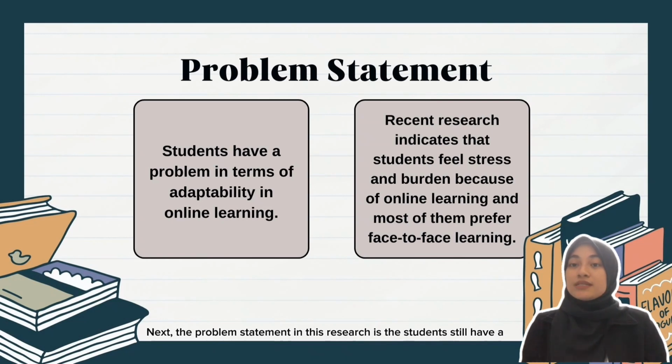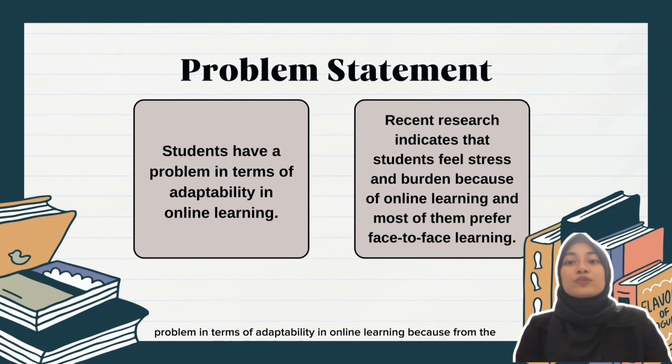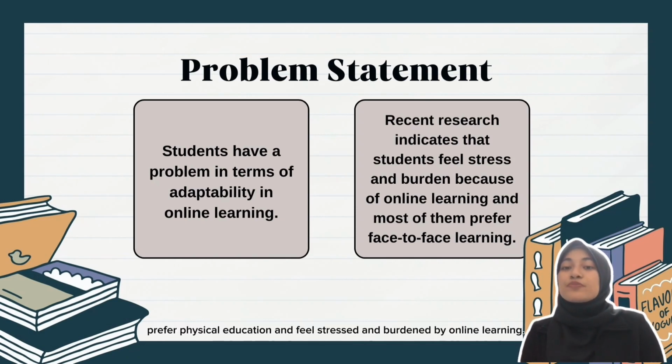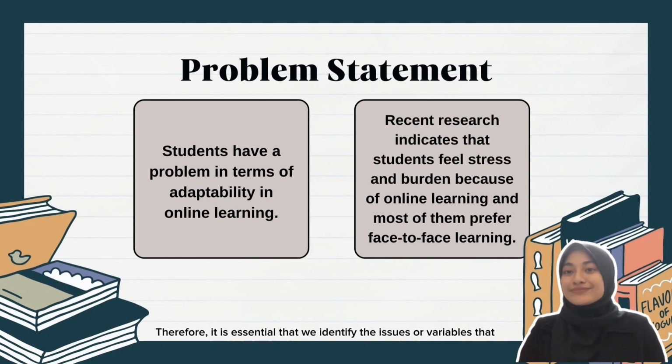Next, the problem statement in this research is that students still have a problem in terms of adaptability in online learning, because from the perspective of students, learning face-to-face is more effective and efficient compared to online learning. Online learning is still implemented, but according to UITM, online learning will be conducted within appropriate times and needs at the time, also based on the discretion of the lecturers. Furthermore, according to recent studies, the majority of students prefer physical education and feel stressed and burdened by online learning.